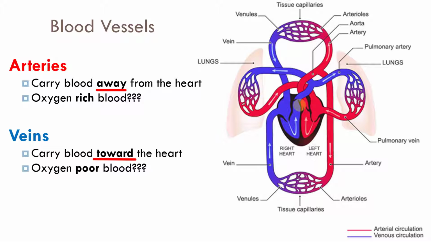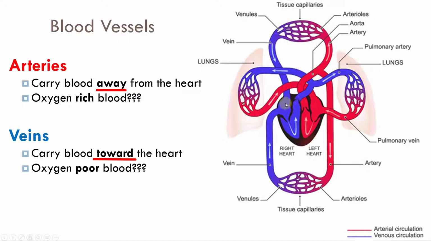Sometimes people think that arteries always carry oxygen-rich blood and veins always carry oxygen-poor blood. That's true in the systemic system, but it's untrue in the pulmonary system. Remember, veins always carry blood to the heart, so veins are always going to the atrium, because that's where blood goes first. The atrium and then down to the ventricle.